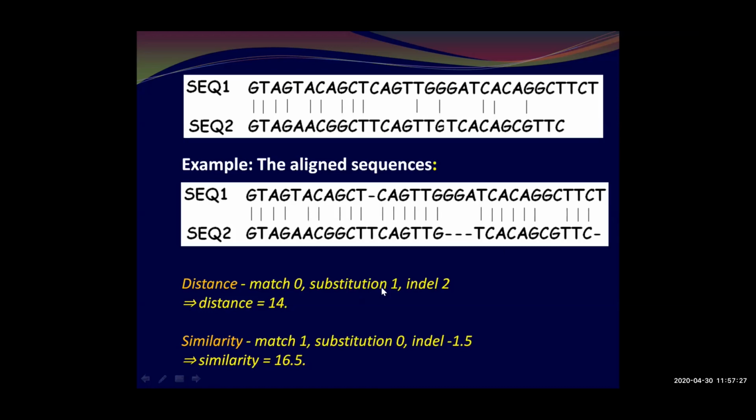Clear? Then we will count how many insertions or deletions are there. All gaps are insertions or deletions. So 1, 2, 3, 4, 5. 5 gaps are there. So the total score of insertion and deletion will be 5 into 2, which is 10. So the total distance score will be 10 plus 4, which is equal to 14. Is it clear? So this is the distance score.